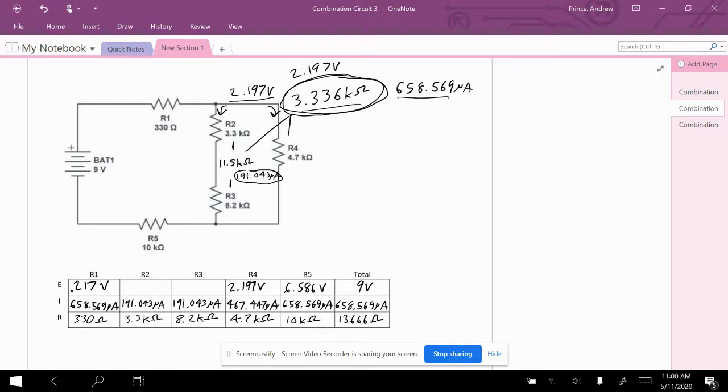Now we can use the two values and solve for the voltage drops across those two. So 0.000191043 times 8,200 ohms gives us 1.567 volts. And then we'll do the other one: 0.000191043 times 3,300 gives us 0.630 volts.